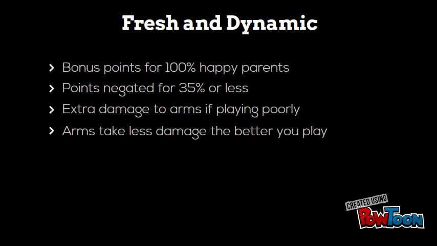Players are rewarded with bonus points for completing 100% babies. If they create babies that give 35% or less in the happiness meter, their robotic arms take a major hit. But for every 100% baby that is created, the wear and tear on the robotic arms is reduced.